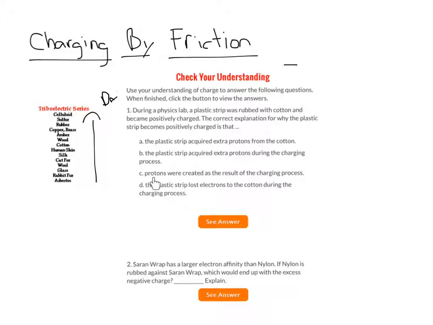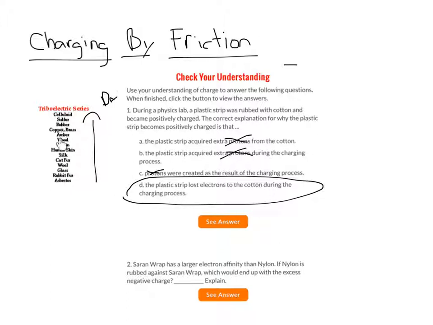So for the first one, the answer is actually D. We can eliminate a couple of the answers here. The plastic strip acquired extra protons from the cotton. Remember, in charging, it's never the protons that move. It's always the electrons. The protons stay put. B, the plastic strip acquired extra protons during the charging. Again, protons, we're not changing protons ever. And then C, protons were created, so it's not that one. So it's D: the plastic strip lost electrons to cotton.